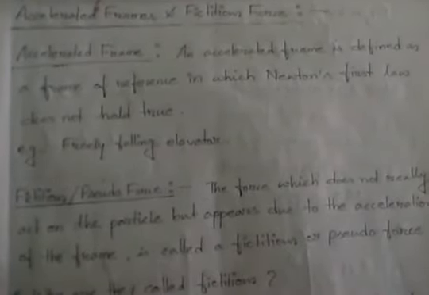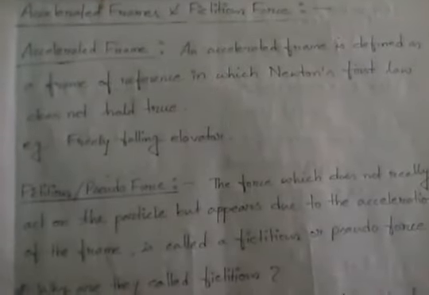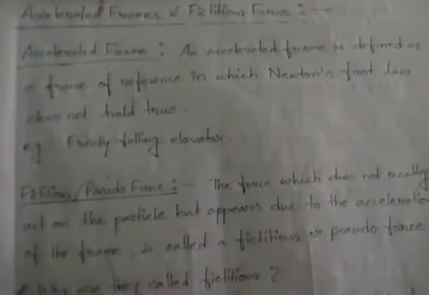Accelerated frames and fictitious force. Accelerated frame: an accelerated frame is defined as a frame of reference in which Newton's first law does not hold true. For example, a freely falling elevator.